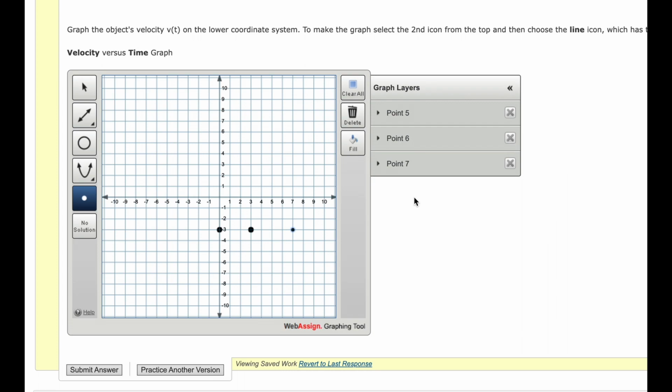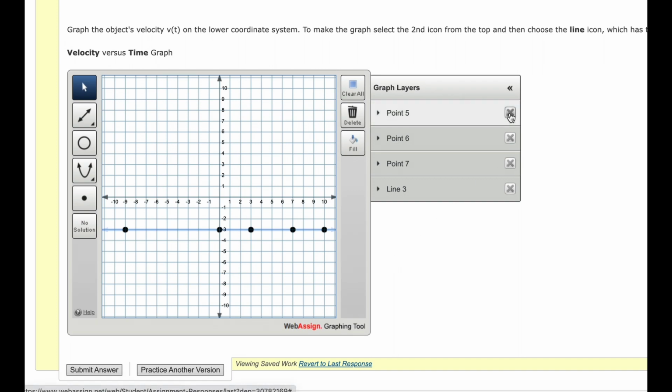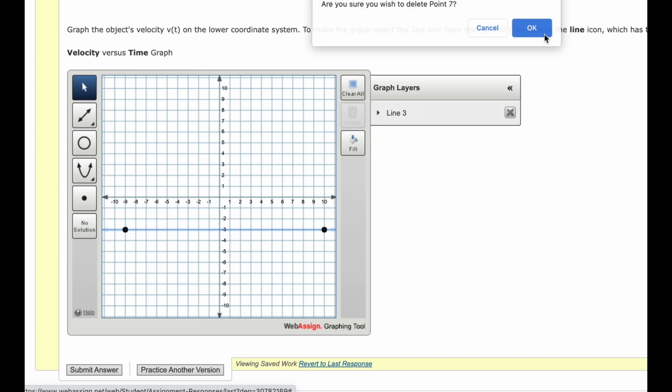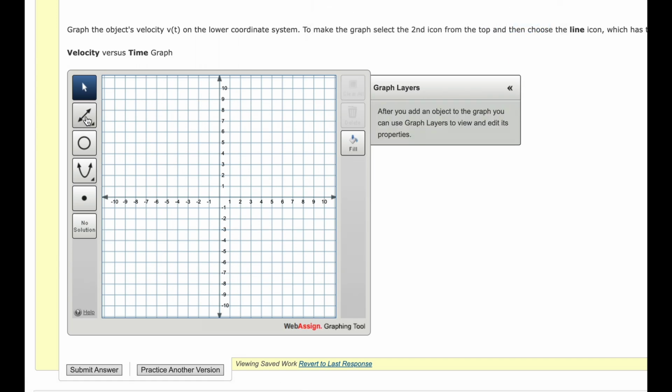But the way Webassign is programmed for this question is that it won't accept any points being in your answer. Even though it's not really mathematically wrong to have those points there, Webassign just can't understand it. So if you would just remove any points, then you'll be all set. We want to select the line tool, and we don't want a segment or ray for this question. We want the line with 2 arrowheads.